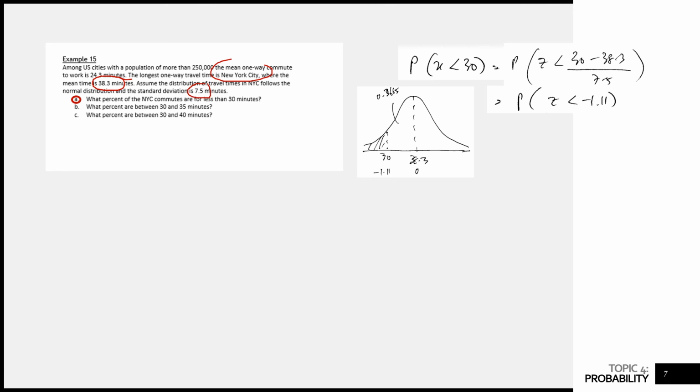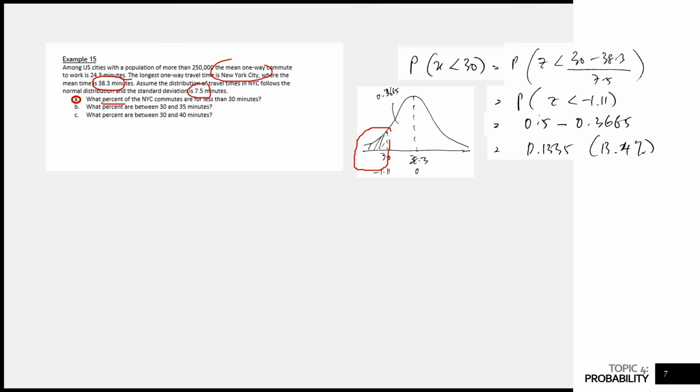But you want this striped area. So how to get the striped area? You just deduct 0.3665 from half. So you'll get 0.1335. But since the question asked you what percent, you need to multiply with 100. So your answer is 13.4%.